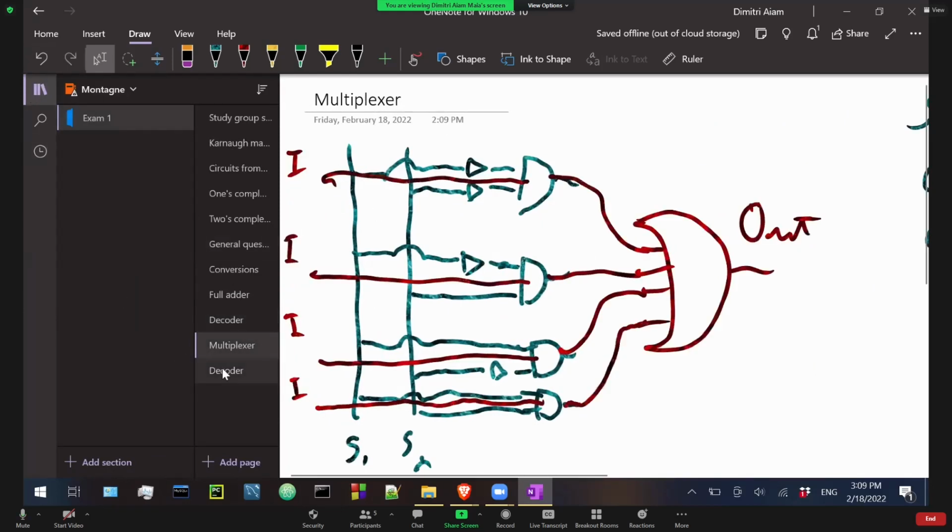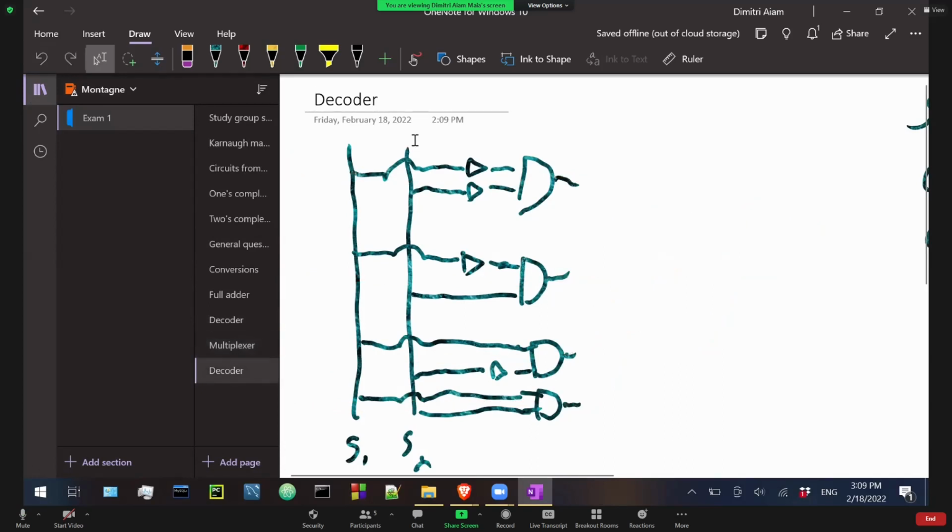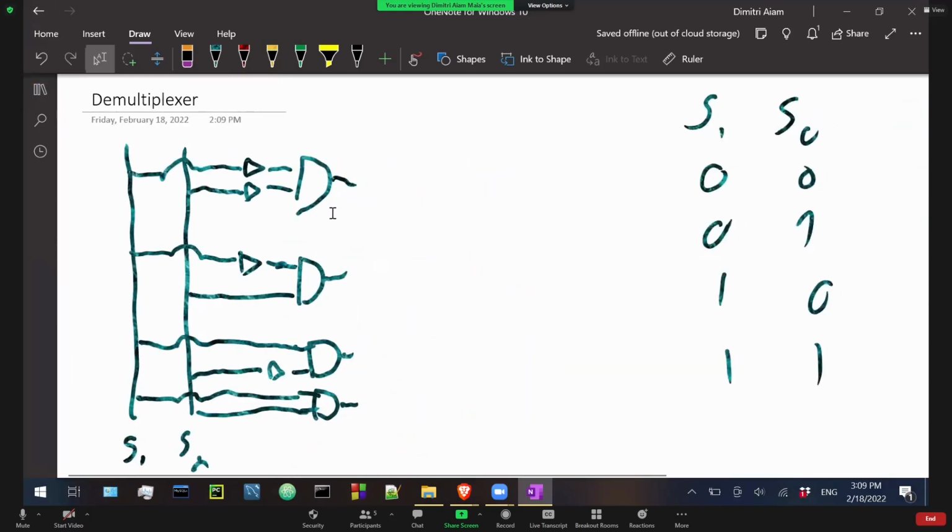Now let's do a demultiplexer. The demultiplexer does the exact same thing, but it's going to take one single input.